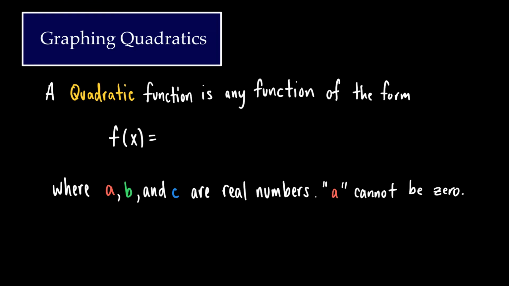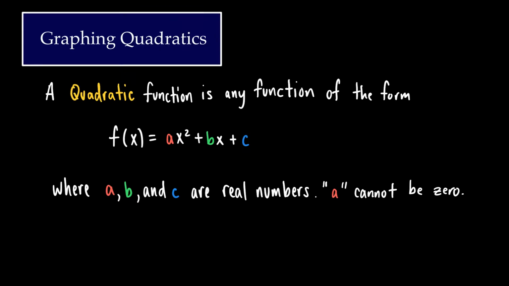Alright, so we're going to talk a little bit here about graphing quadratics. And I just want to remind you that a quadratic is any function of the form f of x is equal to ax squared plus bx plus c. Okay? And when we write this, we say that a, b, and c are real numbers. So these aren't actually letters that go in there. This might be 5x squared plus 3x plus negative 2 or something like that.